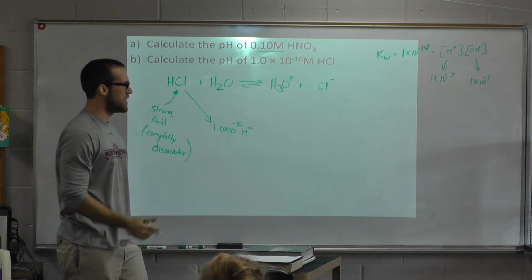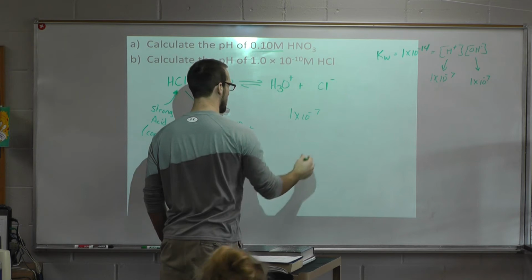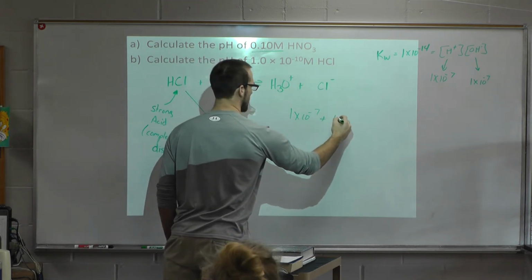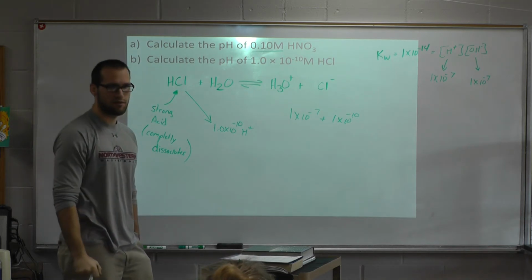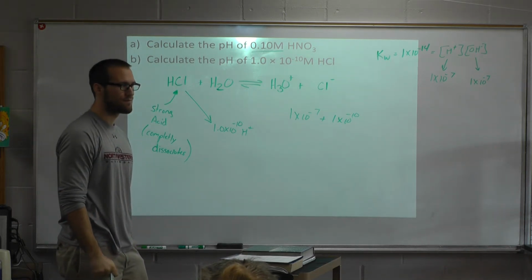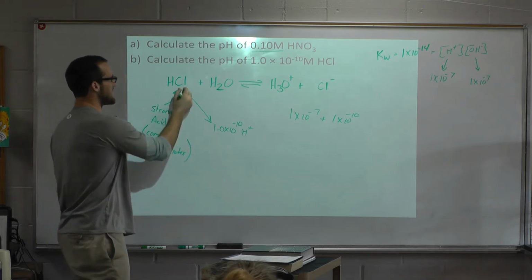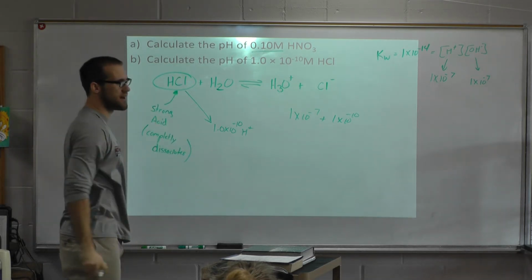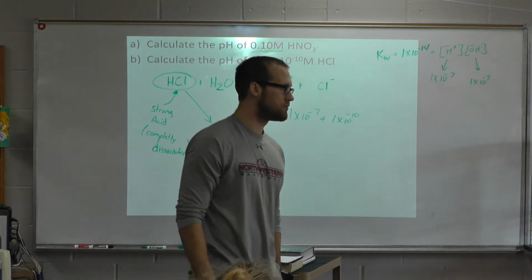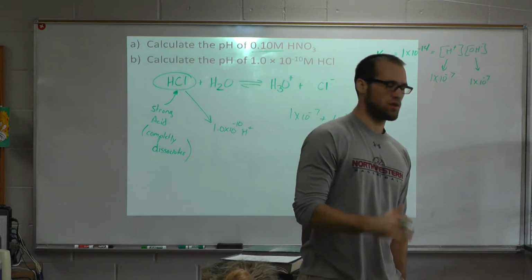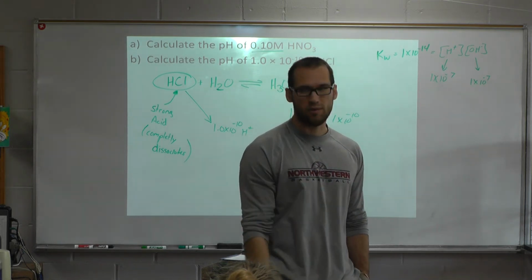For example, if I take 1 times 10 to the negative 7, somebody do that, and add 1 times 10 to the negative 10, what is your answer? 1 times 10 to the negative 7. The negative 10 won't matter. Yeah, it isn't going to matter. So adding this little amount of strong acid is not going to change the pH from neutral. Okay, so this is really important for you to understand, because there's probably going to be a quiz or test question like this.